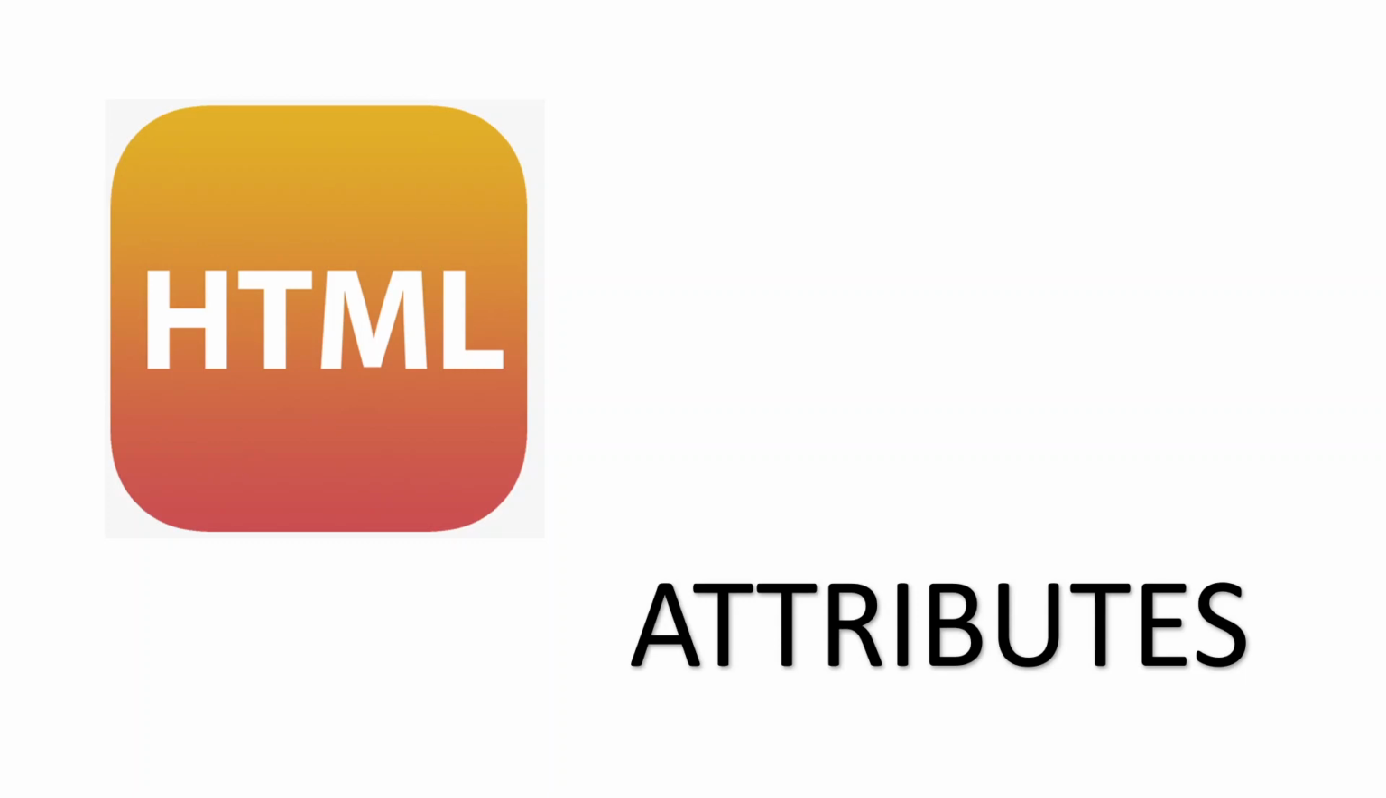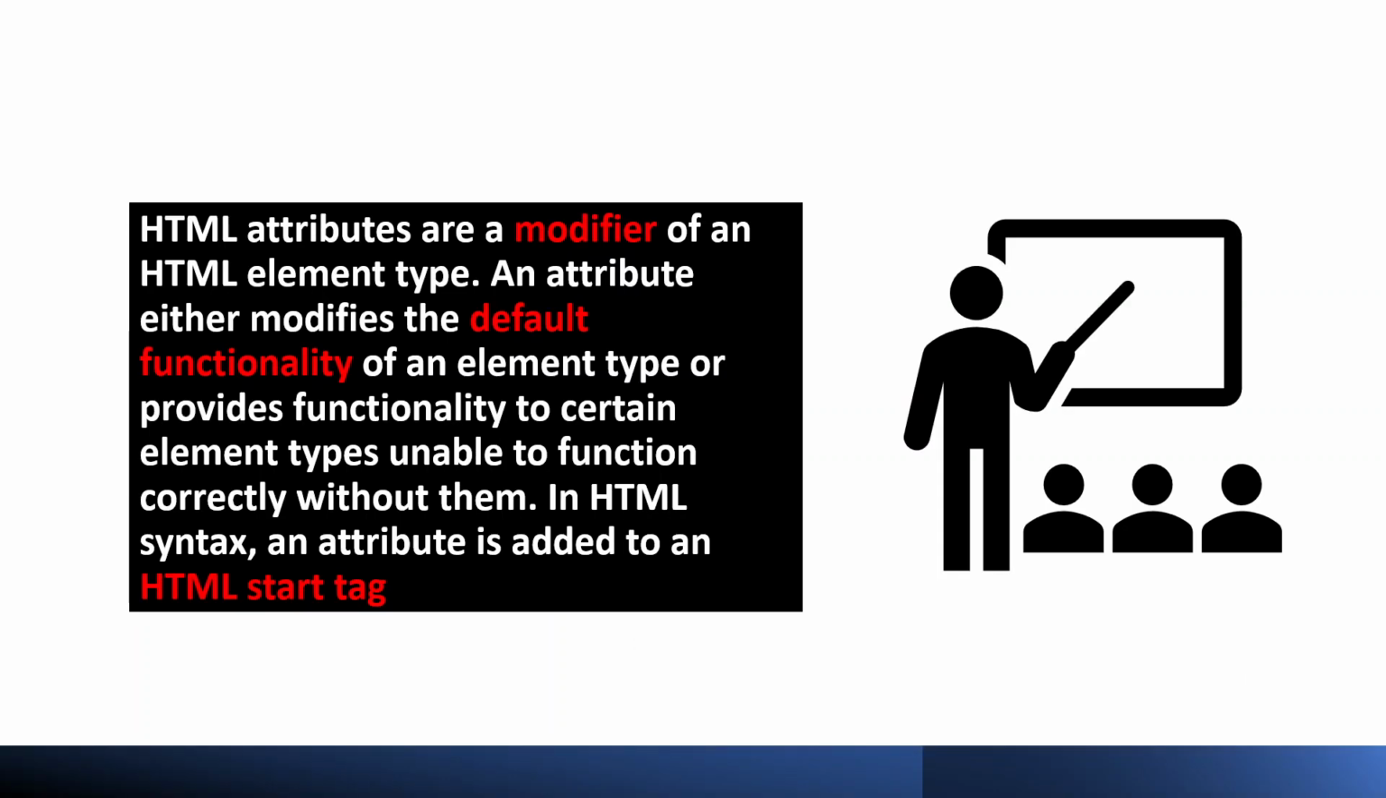And in this lesson, we're going to be discussing HTML attributes. HTML attributes are a modifier of an HTML element type. An attribute either modifies the default functionality of an element type or provides functionality to certain element types unable to function correctly without them. So it's just a modifier. How do we modify the HTML element a little bit? So we are going to take a look at that.